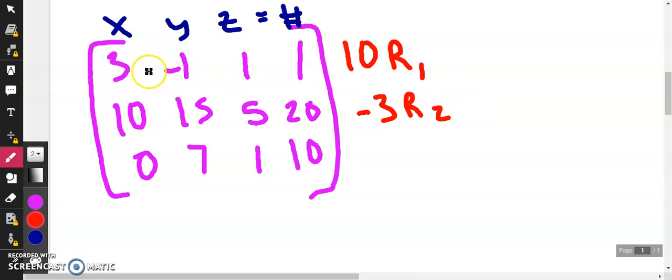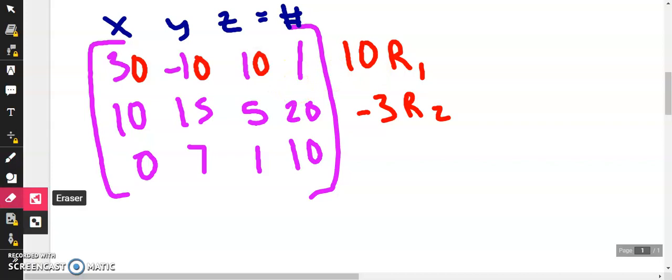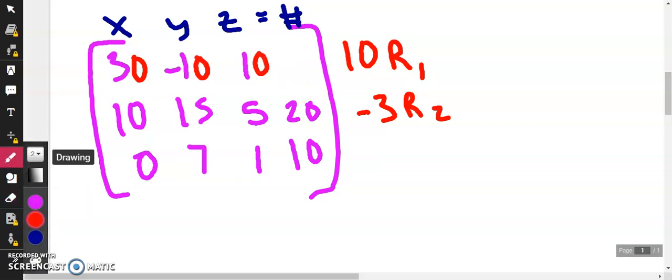So 10 times 3 becomes 30. 10 times negative 1 is negative 10. 10 times 1 is 10. And then we get another 10 as the last number.